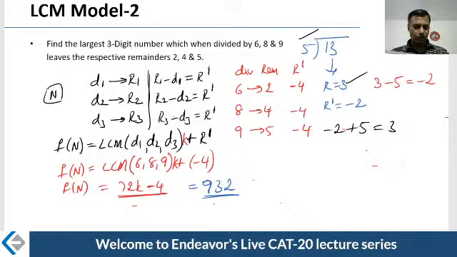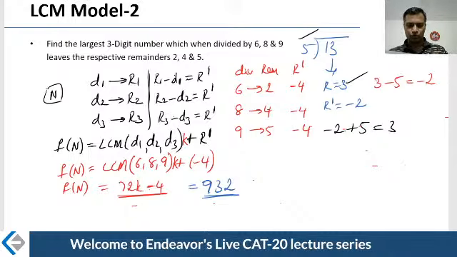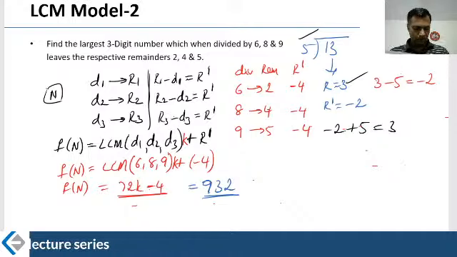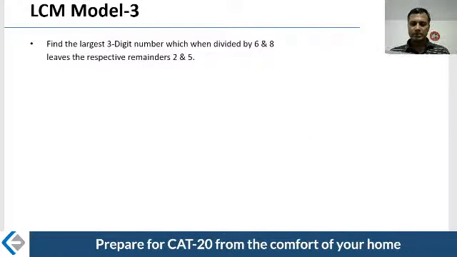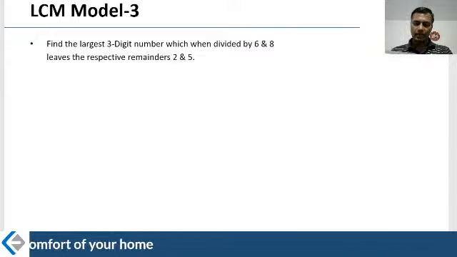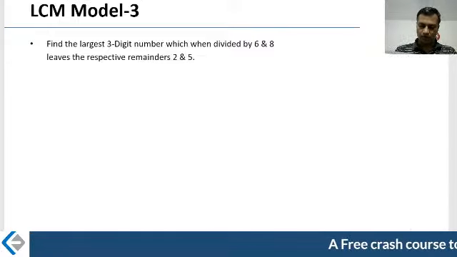Great. That's about the LCM model 2. You would have got the hang of this LCM model 2. Let's go to the third model. Now this time, neither the remainders are constant nor the negative remainders are constant. That's model 3. Model 3 is where neither the positive remainders are constant nor the negative remainders are constant.